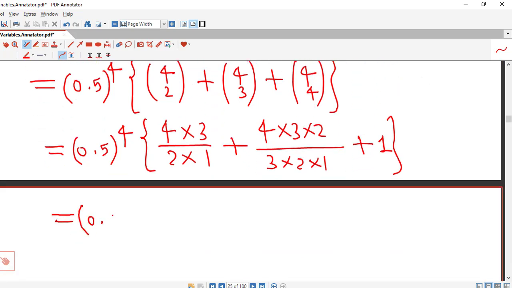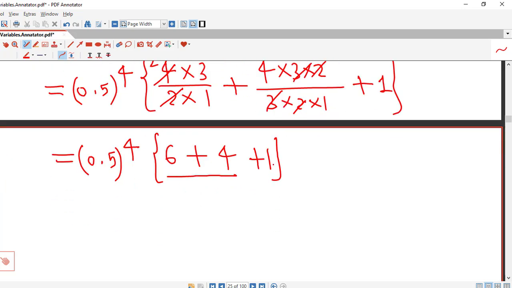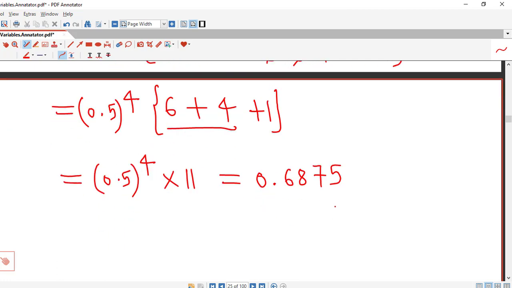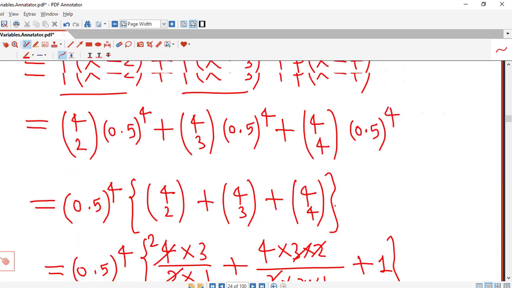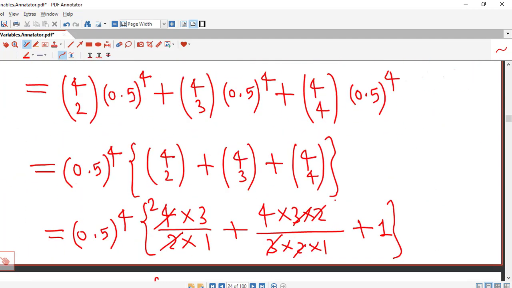So now we simplify all these things. 0.5 raised to 4, here 2 will cancel out, so we have 6. Here we can cancel out 3 and 2, so we have 4 plus 1. So this is nothing but 10 plus 1, 11. So we have 0.5 raised to 4 into 11, and this turns out to be 0.6875. So this is the probability that there will be at most 2 girls in a single family.